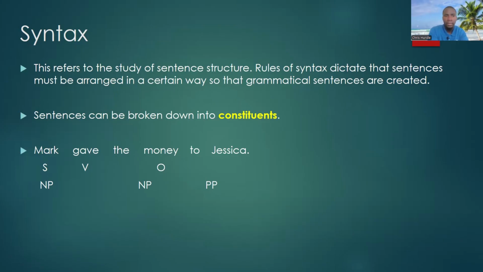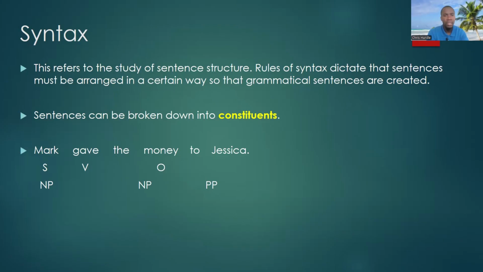Now let's look at the example. English is generally an SVO language, which means that this is the order of sentences in English: subject, verb, object, right? So, Mark gave the money to Jessica. Let's break down this sentence. We have the subject in Mark, we have the verb in gave, and we have the money to Jessica.